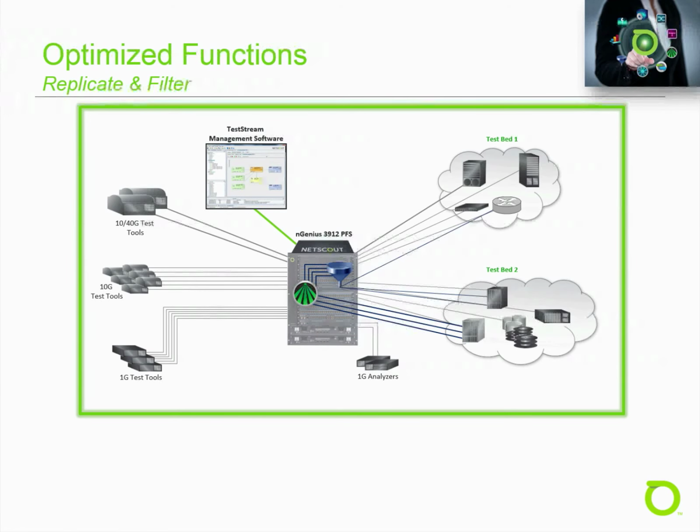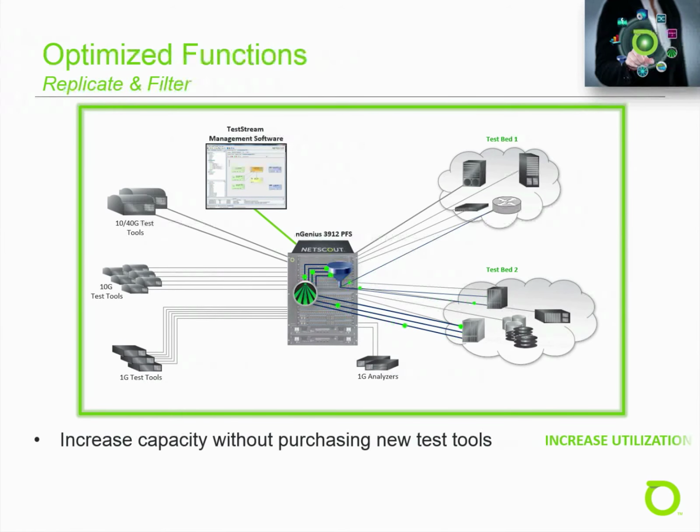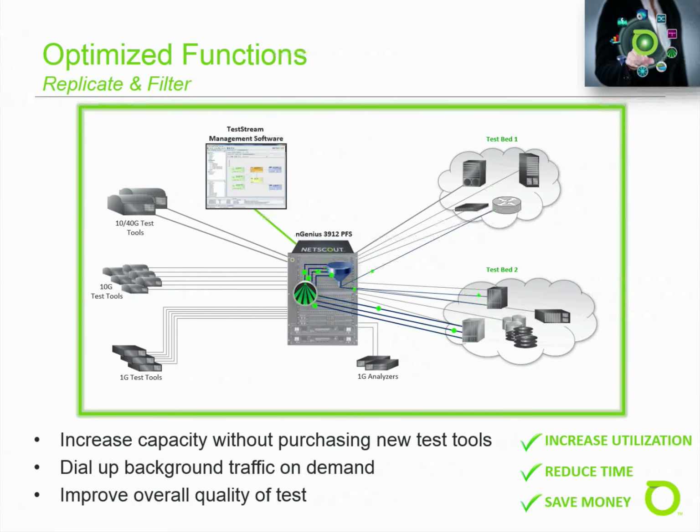Creating background load is an important mechanism for conducting effective performance testing. By using the replicate function, test engineers can create significant background load on a system under test without purchasing additional test tools. By refining the replicated test stream with Layer 2 through 4 filters, the additional load can be varied as required by test objectives. This improves the overall quality of the test, especially in cases where background load is not being applied today.